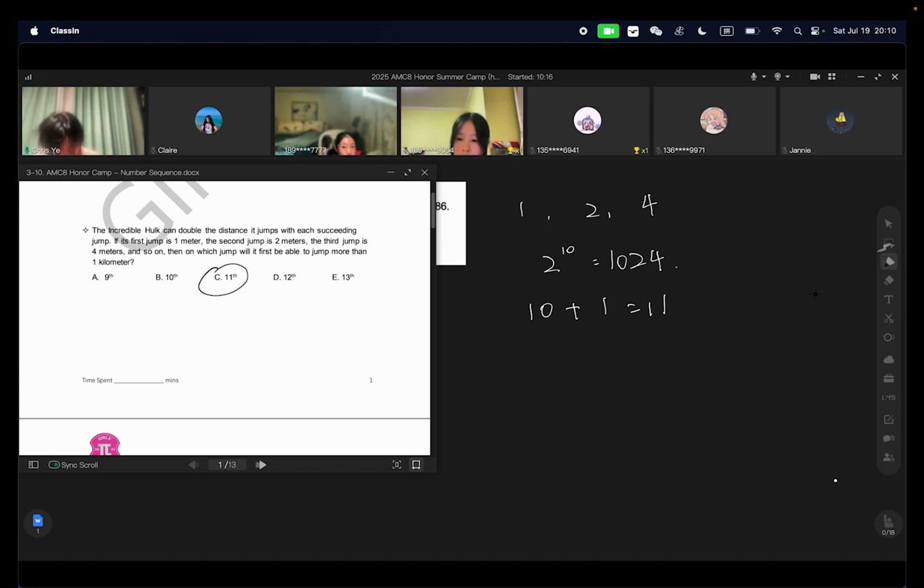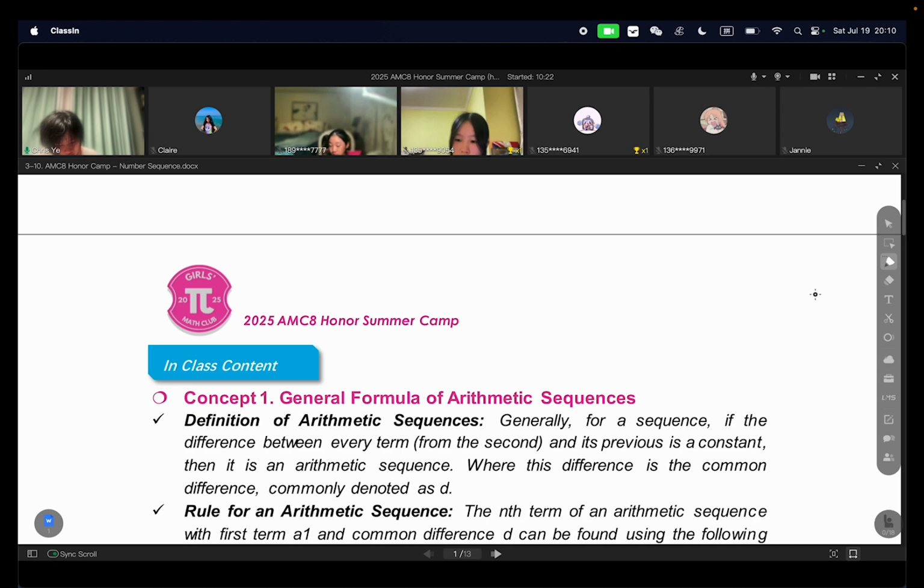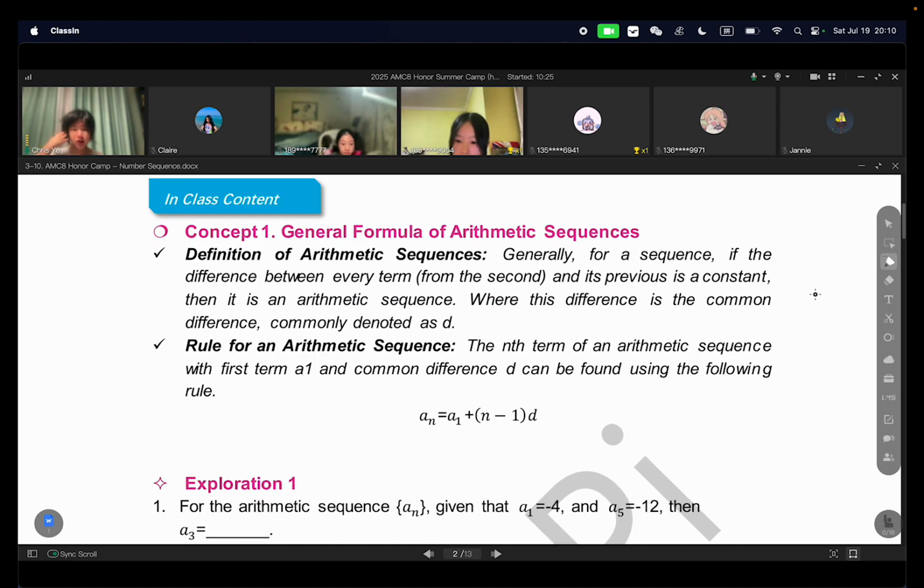Okay. Then let's move on to the content of our class today. Firstly is the general formula of arithmetic sequences.